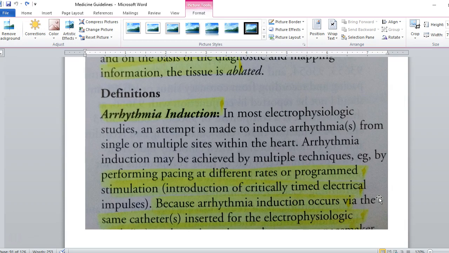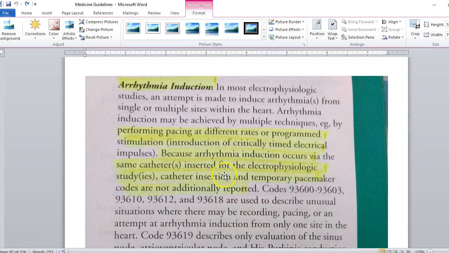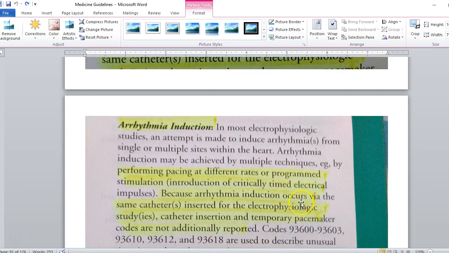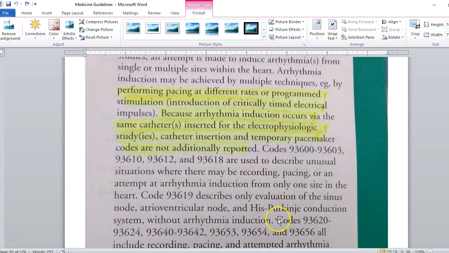Now, because arrhythmia induction occurs via the same catheter inserted for the electrophysiologic studies, the catheter insertion and temporary pacemaker codes are not additionally reported.